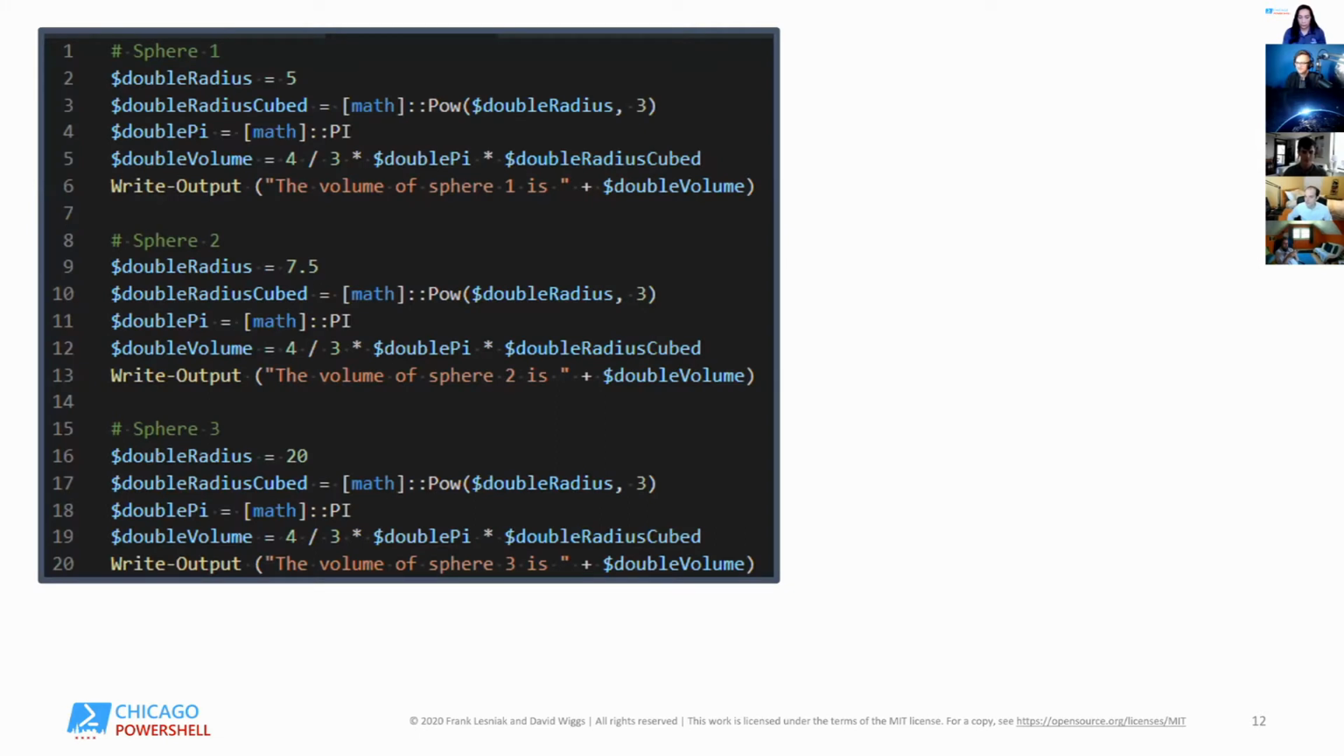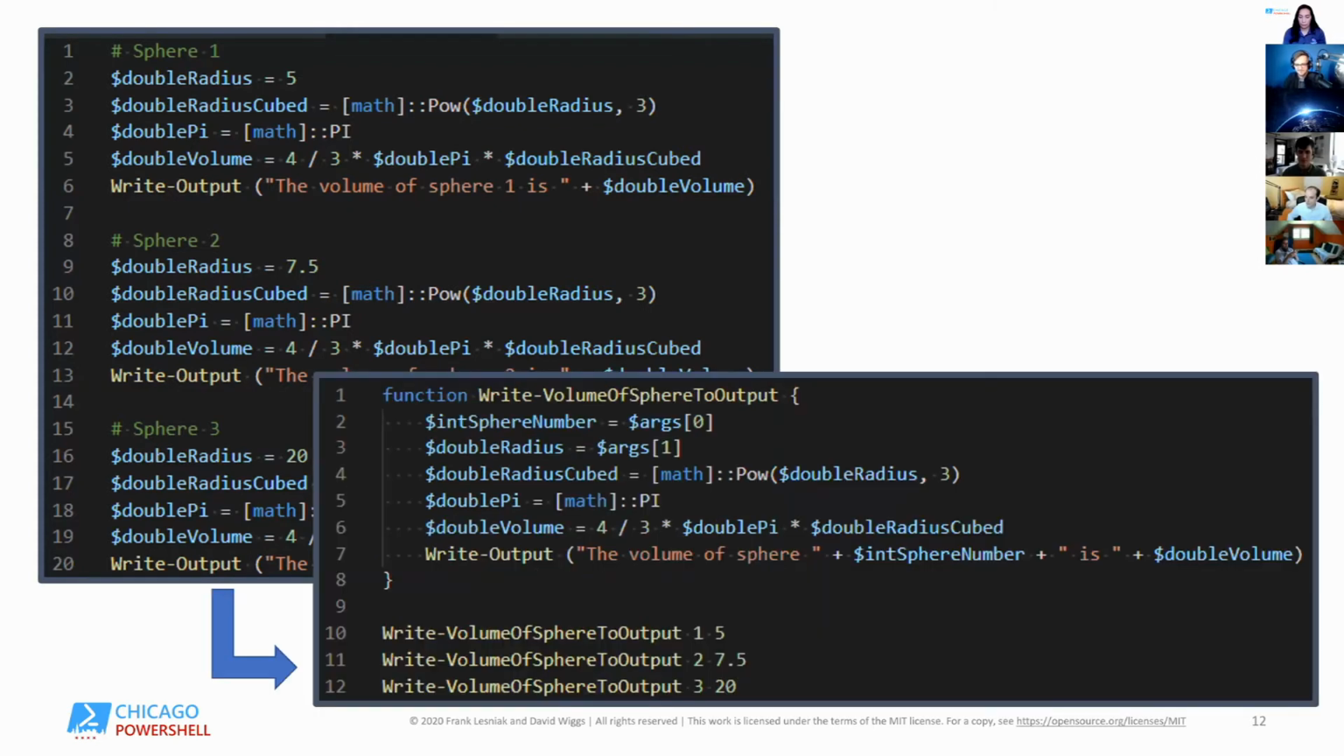This is calculating the volume of a sphere 3 different times, different spheres of course. The spheres are numbered, and they have different radii. We can throw this in a function pretty easily. We're going to come back to this a little bit later, so we'll dig into it more. But from a line count perspective, this has gone down from 20 lines to 12, and it's a lot cleaner.